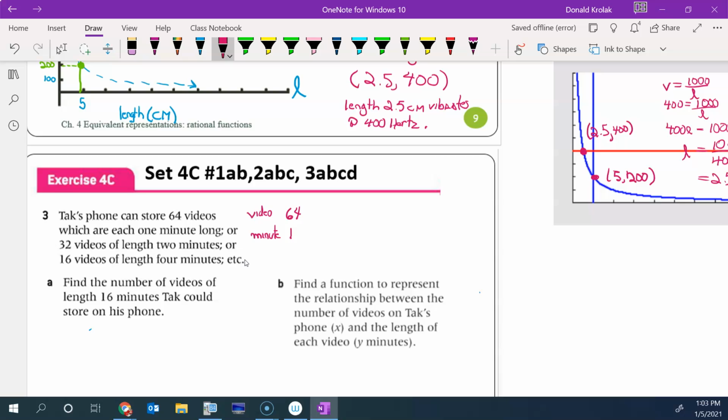1 minute. Okay, and then 32 videos, 2 minutes. 16 videos, 4 minutes. So it's pretty easy to see a pattern here. Okay, and if I kept going, 8 videos, 8 minutes, 4 videos, 16 minutes, etc.